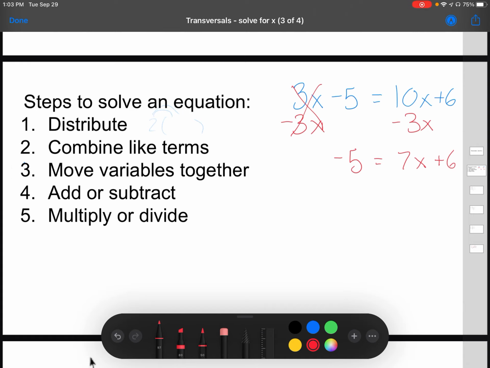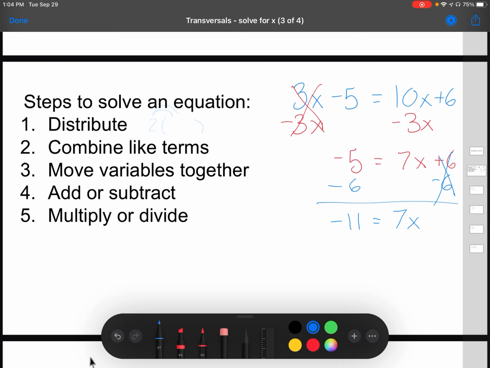Step 4 is to add or subtract. So when you do that, you're looking at the number adding or subtracting the x, and you want to pick the opposite of what we have. We have a plus 6, so opposite is to minus 6. Negative 5 minus 6 is negative 11. And then 7x just comes down. And the equal sign comes down.